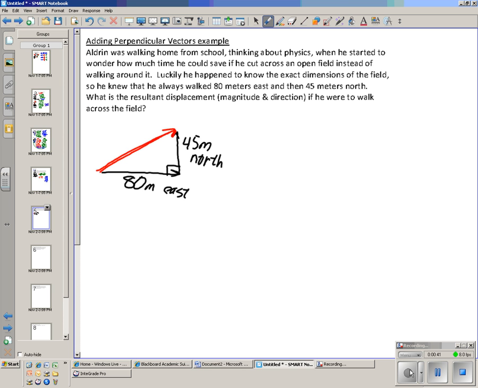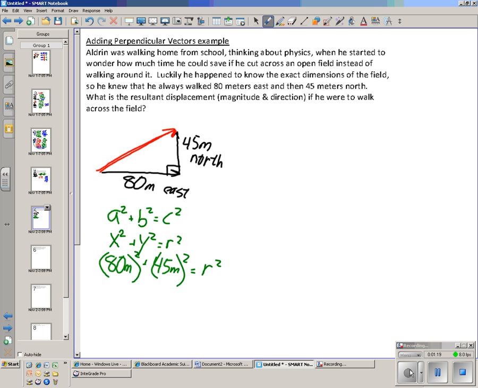In order to get the hypotenuse of the right triangle, we would use the Pythagorean theorem, which of course is something that we know as a squared plus b squared equals c squared. Using our physics terminology though, it's x squared plus y squared equals r squared. So the x is referring to the 80 meters, so that quantity squared, plus the 45 meters quantity squared, and that is equal to r squared.